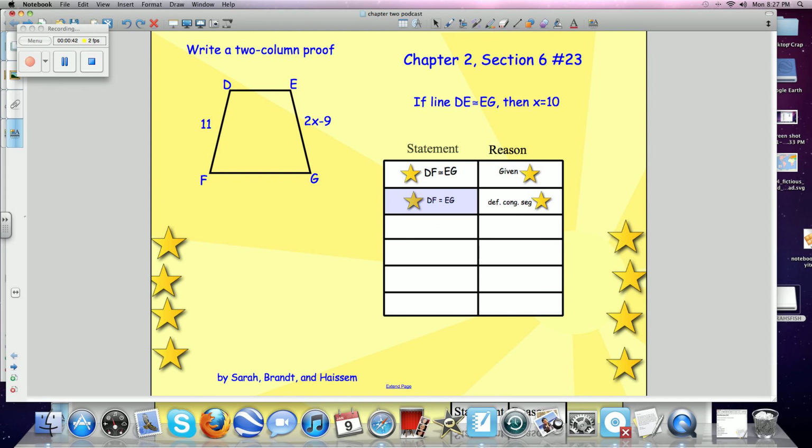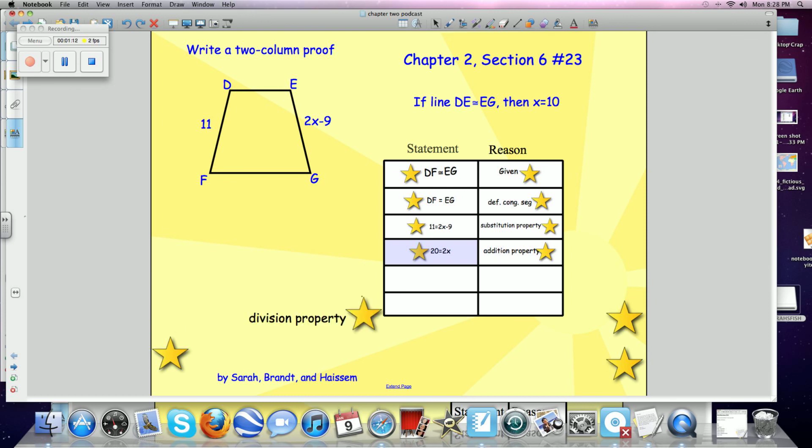Because DF is equal to EG, 11 is equal to 2x minus 9 by the substitution property. Substituting EG for 2x minus 9 and 11 for DF. Next, simplify by the addition property, which is if A equals B, then A plus C equals B plus C, leaving us with 20 equals 2x.